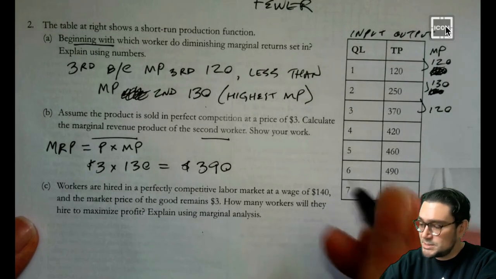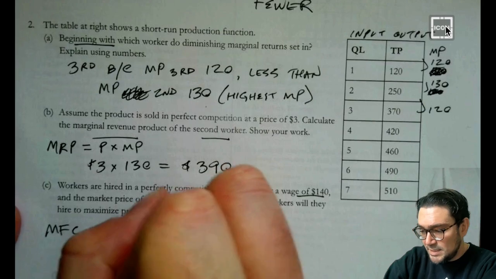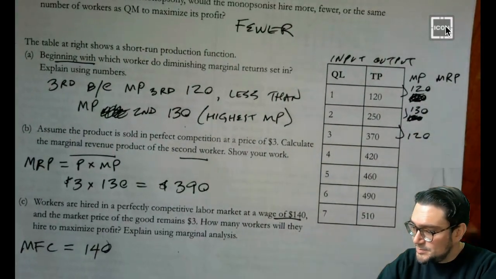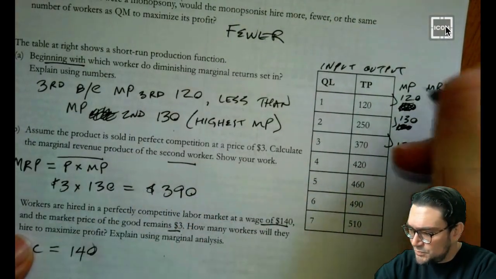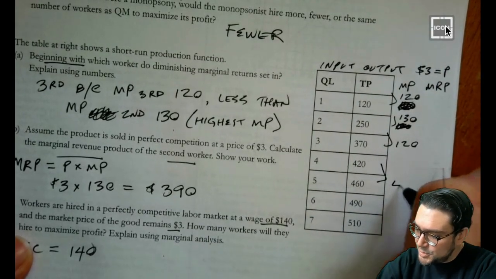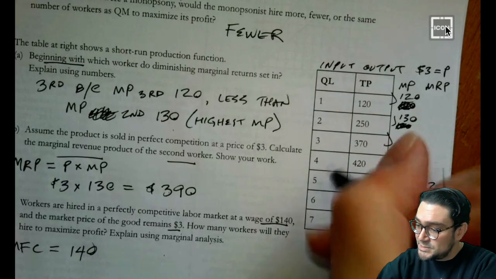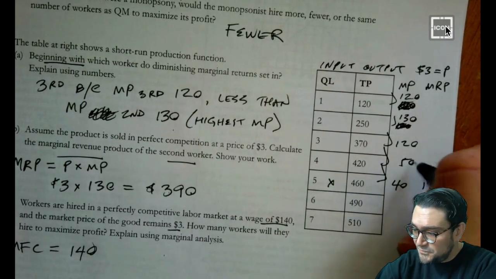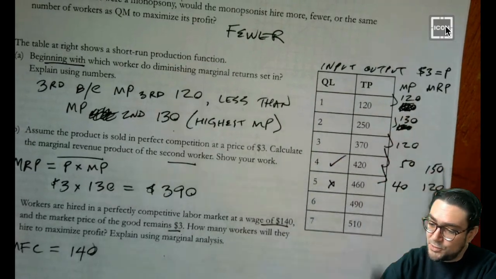And part C, workers are hired in a perfectly competitive market at a wage of 140, and the price remains 3. How many workers will they hire? So if their wage is 140, that's their MFC of 140. And so for their MRPs, I'm going to come all the way down to this bottom part here, because the price of the product is $3. This one, the marginal product is 40, and that MRP is 120, so I'm not going to hire that fifth worker. This one, the marginal product is 50, and so that's 150. I will hire this worker.